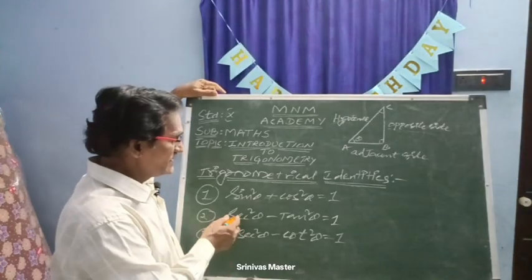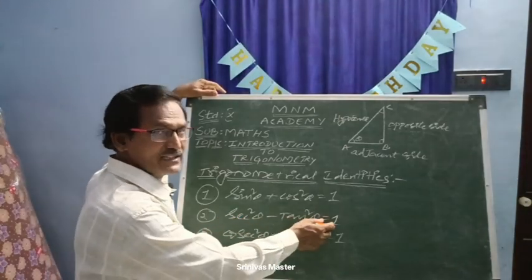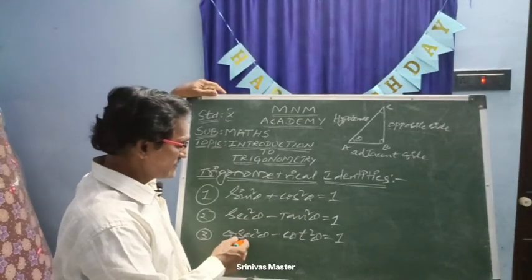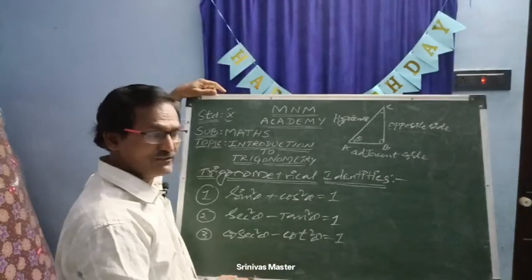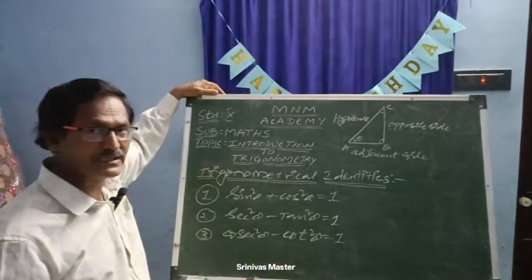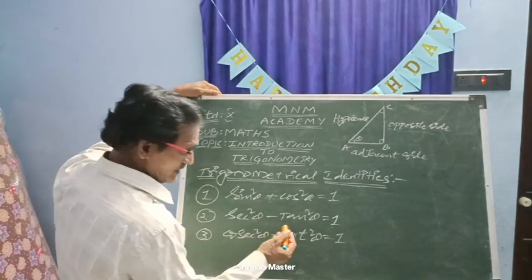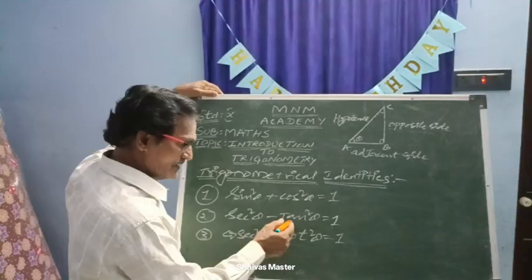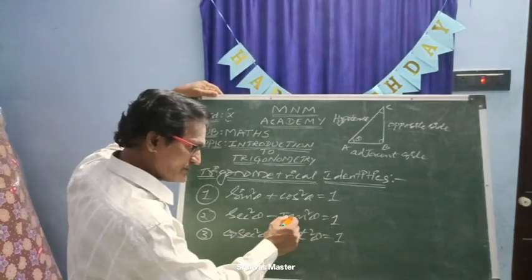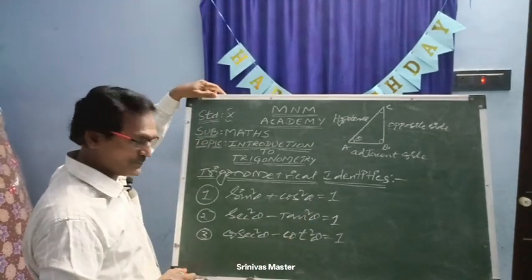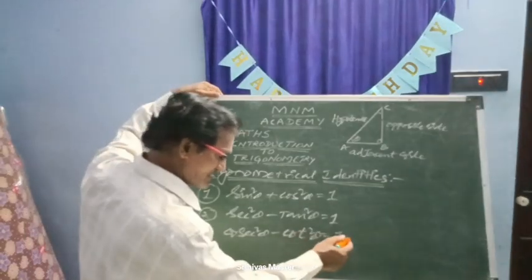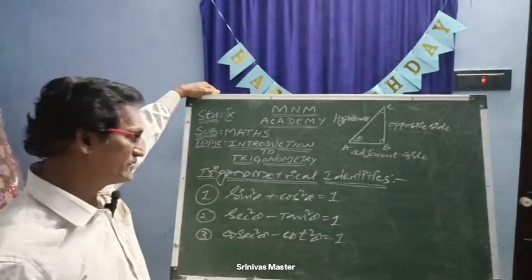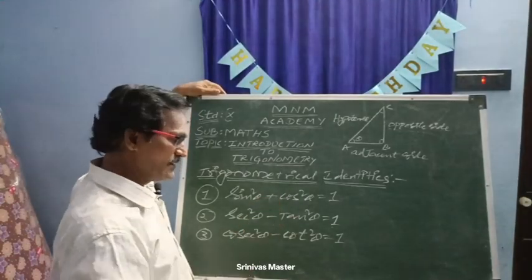In the same way, sec square theta minus tan square theta equal to 1, that means sec square theta equal to 1 plus tan square theta. Next one, cosec square theta minus cot square theta equal to 1, then cosec square theta equal to 1 plus cot square theta. Then sec square theta minus 1 is equal to tan square theta. Same thing, cosec square theta minus 1 is equal to cot square theta. So you know that these are the main trigonometrical identities.